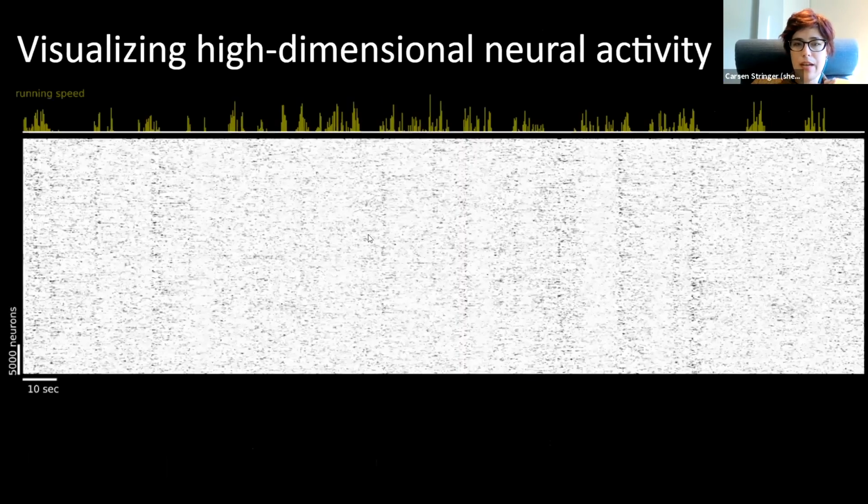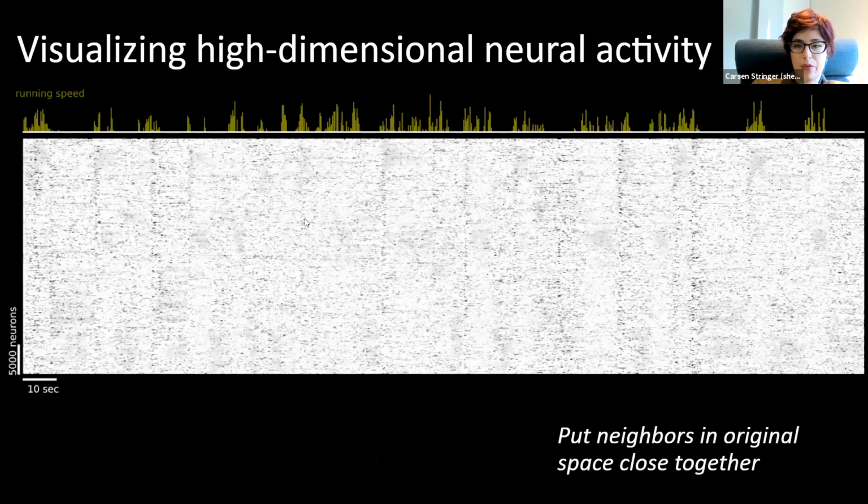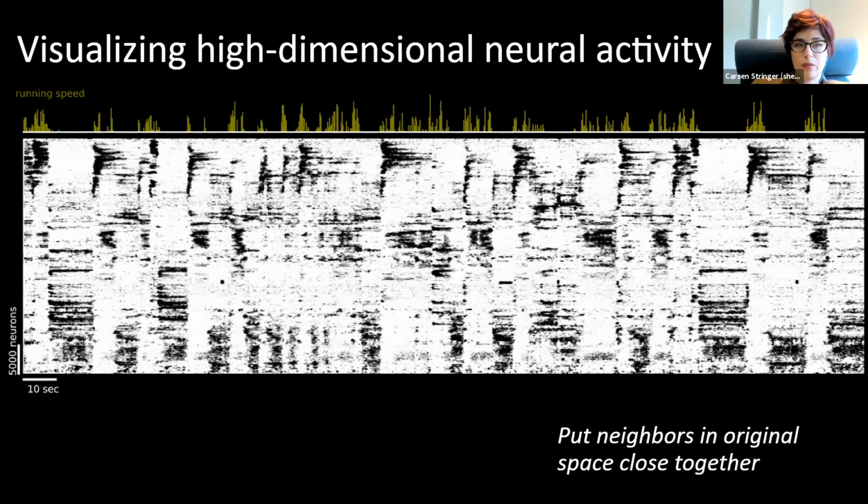Okay, so how do we create this algorithm that puts these neurons close to each other? I'm going to go through the 4 steps of creating this Rastermap plot, and then I'll go through how we apply it.